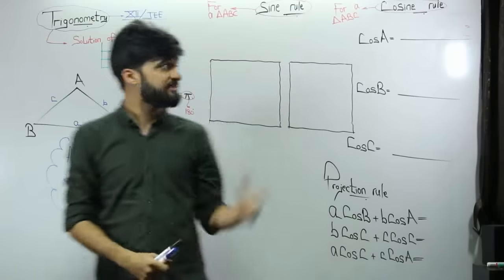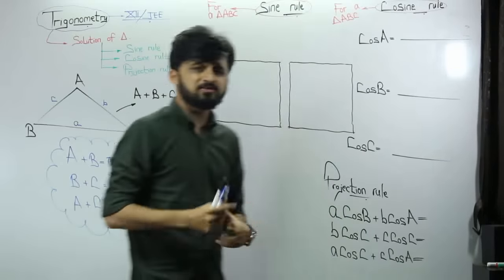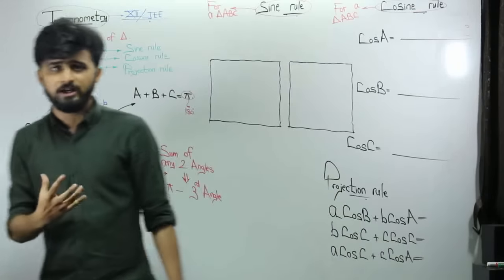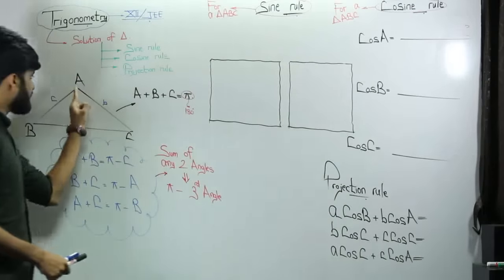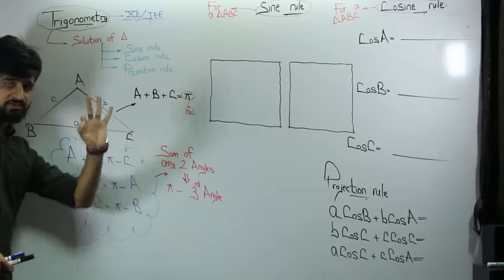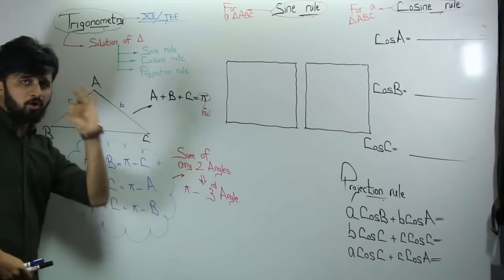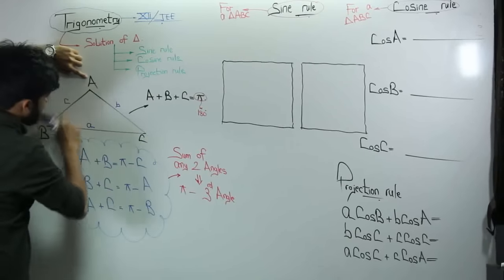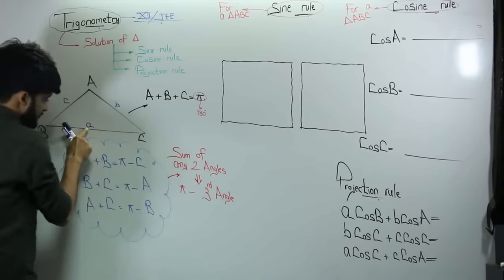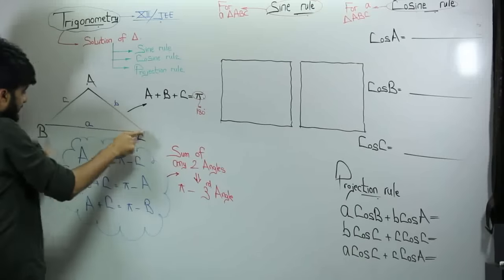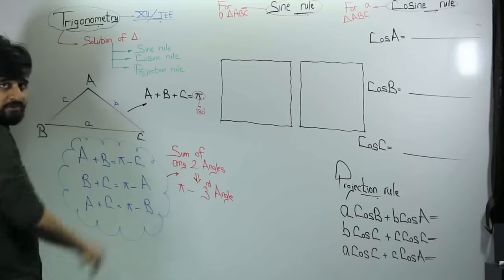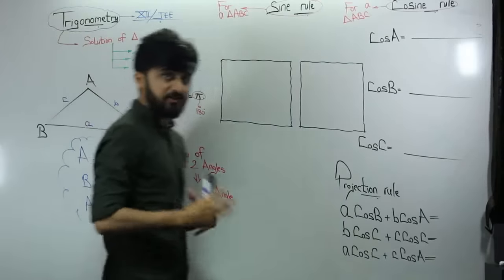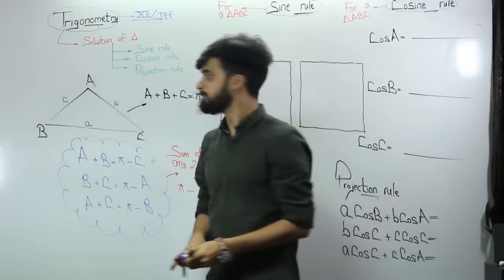Okay, before starting with sine rule, cosine rule and all of that, let us quickly understand some of the basics that you need to understand sine rule, cosine rule and projection rule. Suppose I have this triangle A, B, C. Always remember, the side that is opposite to vertex A is called as small a. The side that is opposite to vertex B is called as small b. The side that is opposite to vertex C is called as small c. In this way, we define the notations of the triangle.